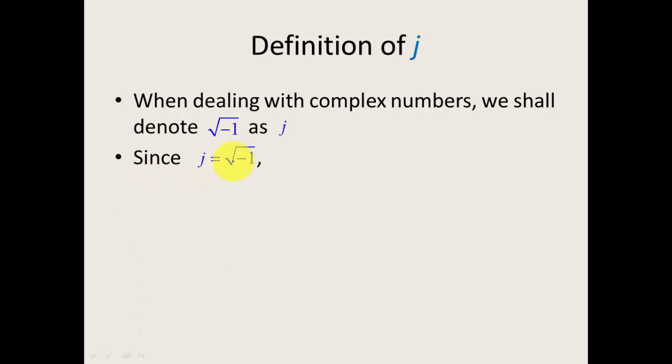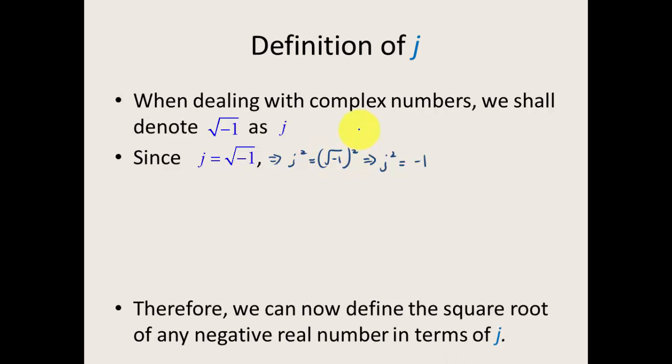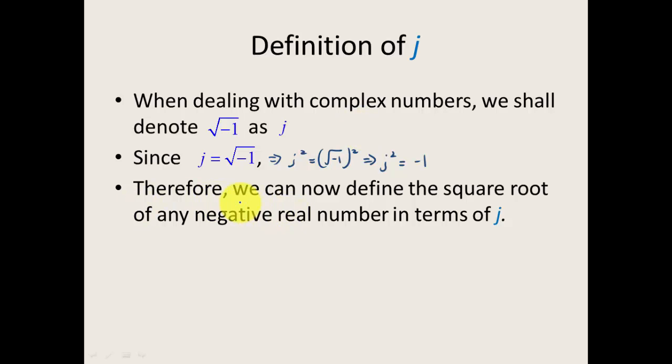And since j is equal to the square root of negative 1, if I were to square both sides, I get j squared equals the square root of negative 1, all squared. And that means j squared is equal to negative 1, because the square root upon being squared will disappear. Therefore, from now onwards, we can actually define the square root of any negative real number in terms of j. And we shall do that in the next example.